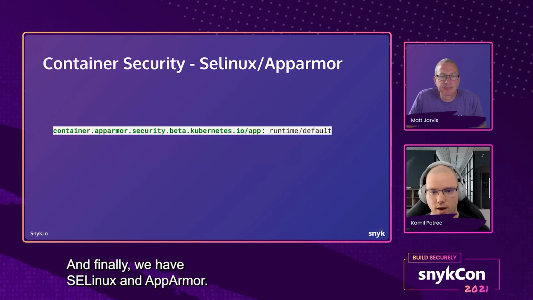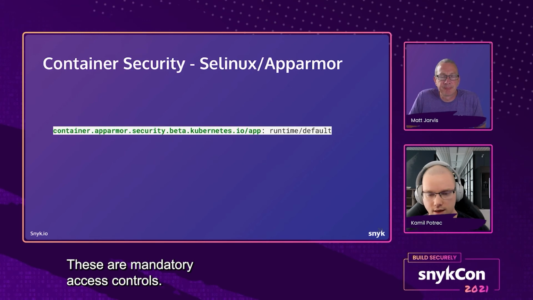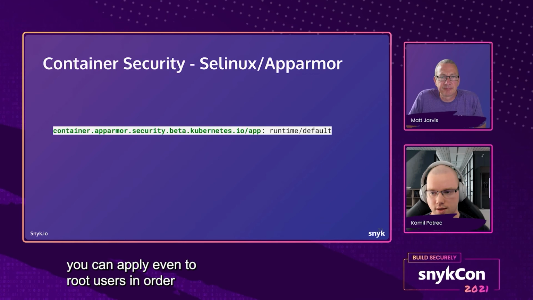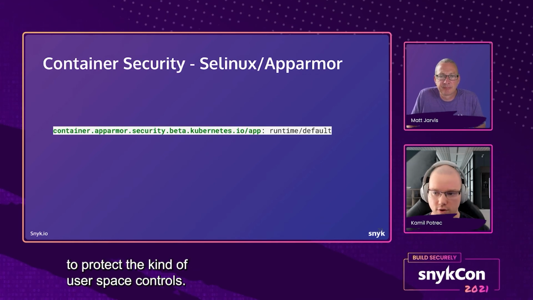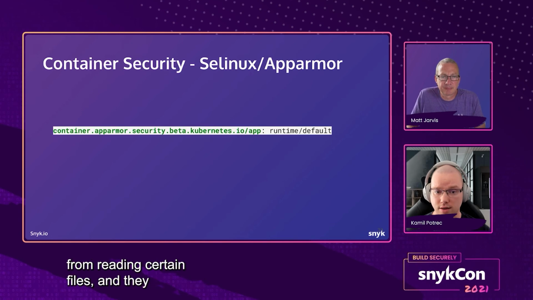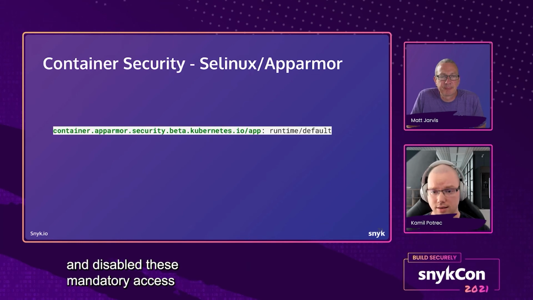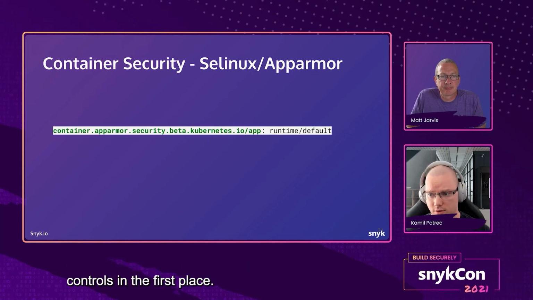And finally, we have SELinux and AppArmor. These are mandatory access controls. These are additional layers of protection you can apply even to root users in order to protect the user space controls. So for example, you could prevent root user from reading certain files, and they wouldn't be able to disable that unless they reboot the system and disable these mandatory access controls in the first place.